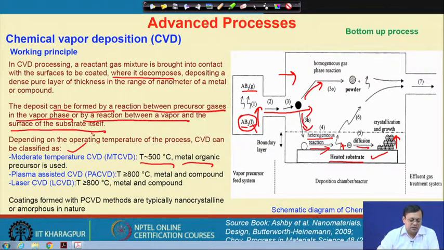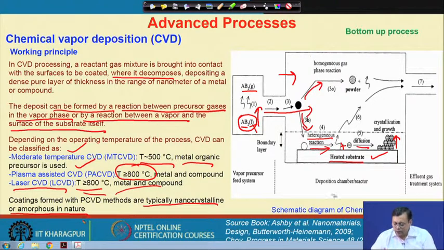So, moderate temperature CVD can be done, or let us say plasma assisted CVD, in which case we can go up to higher temperature, and metals and compounds can be used here for deposition. Or we can simply take a laser for this vapor deposition technique, where we can reach much higher temperatures, again for metals and compounds. So, coatings are formed by this kind of PCVD, that is the plasma assisted CVD technique, and the method typically produces some nanocrystalline or amorphous microstructure.